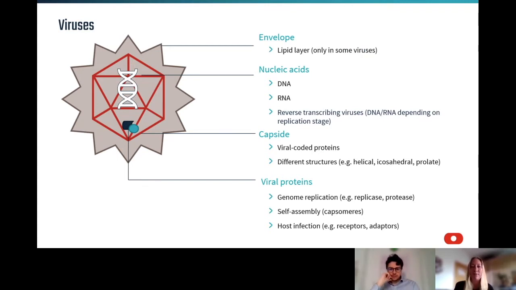There are several different forms and structures. They're between 20 and 300 nanometers big. Millions of viruses exist, but only 5,000 have so far been described in detail. A virus can have a lipid envelope. All viruses have nucleic acids, and depending on which type, this decides the replication mode of the virus. The genome is contained within the capsid, which is composed of virally encoded proteins of different structures. We also have viral proteins, which are involved in all of the cycles, for example genome replication, self-assembly, and host infection, for example surface-exposed proteins on the viral surface.